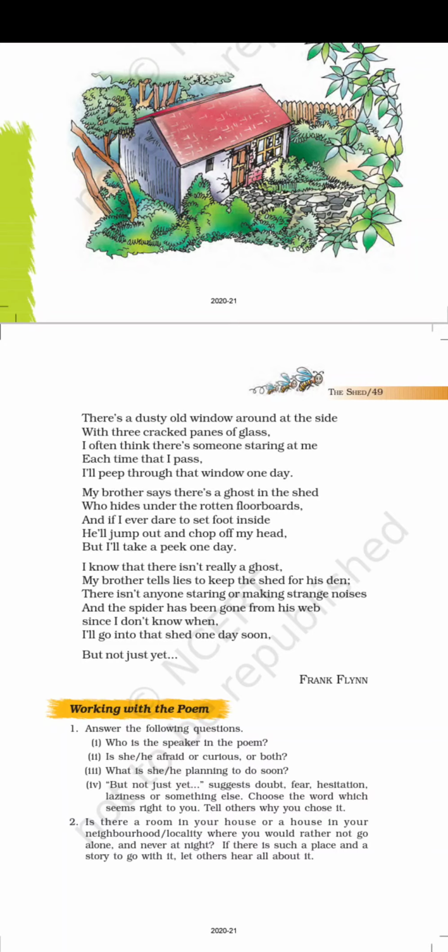And the spider has been gone from his web since I don't know when. The poet didn't know when the spiders went. I will go into that shade one day soon, but not just yet. The poet wanted to go to that shade very soon, but he did not yet dare to go inside. He knew there is nothing there, but he dared not go inside. So that's all.